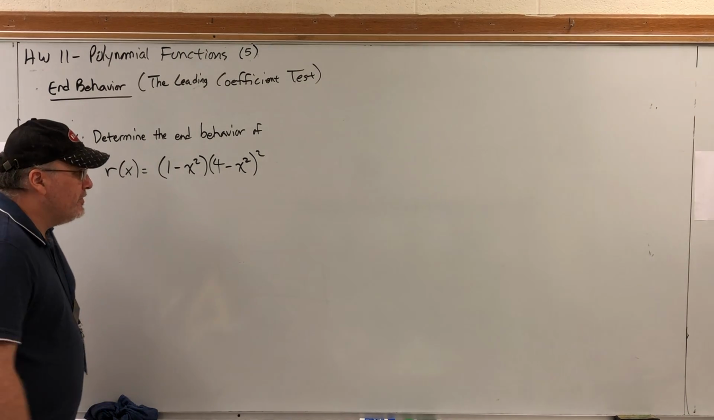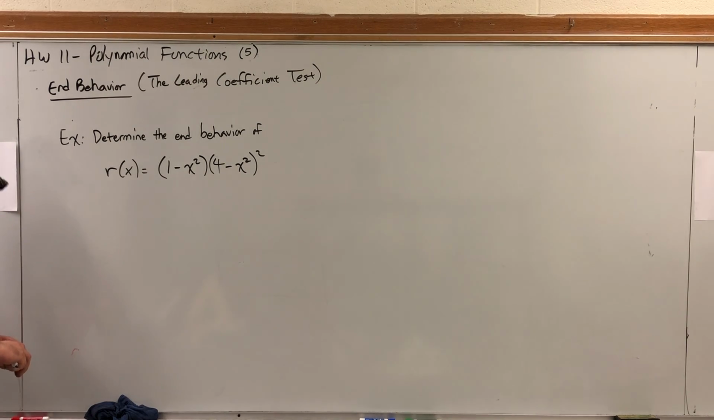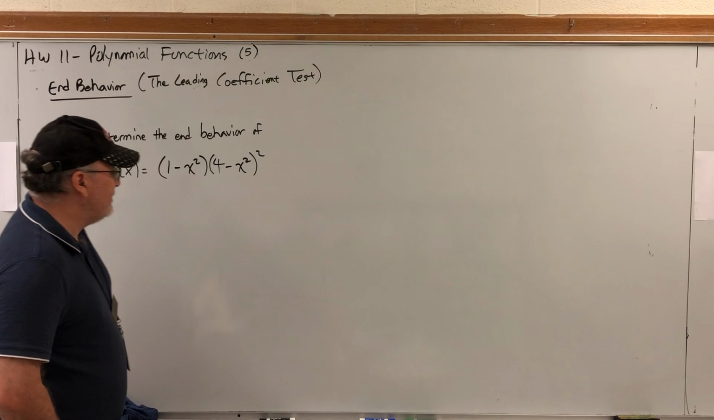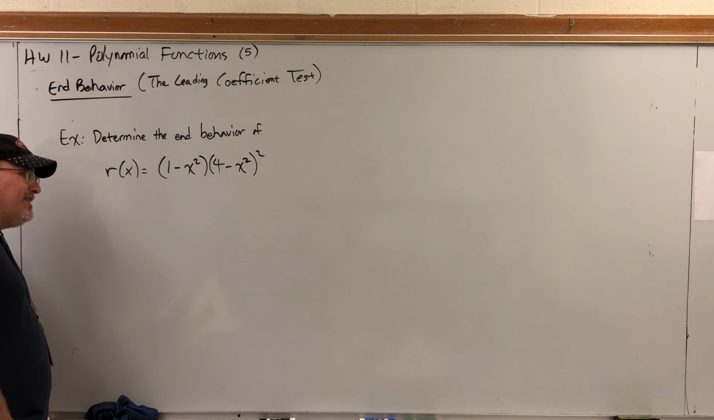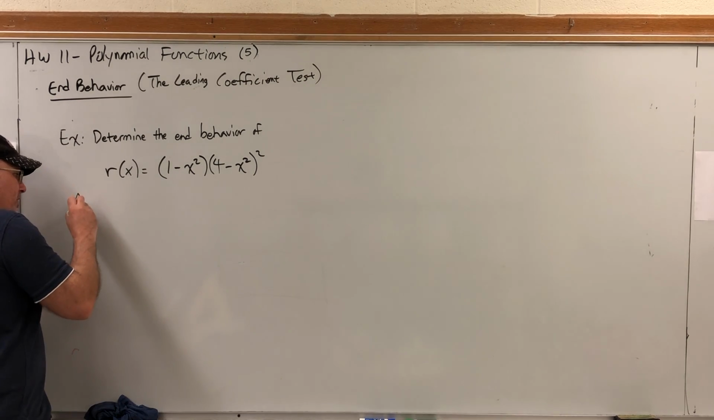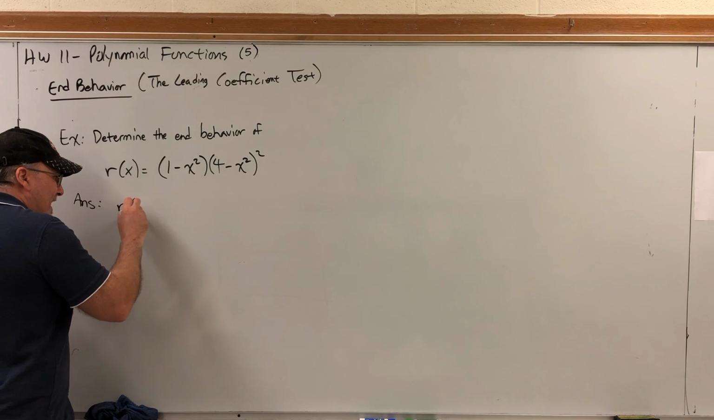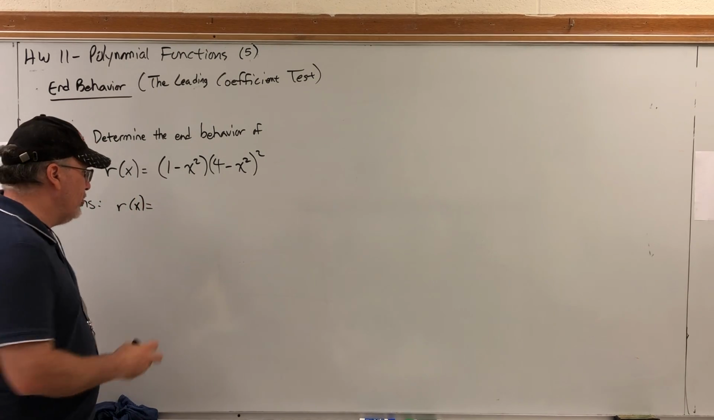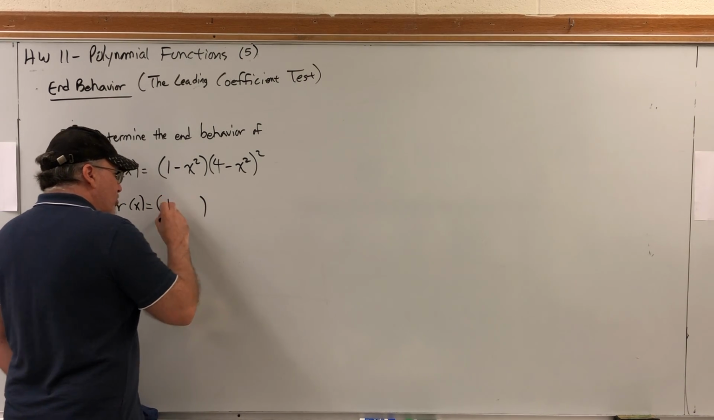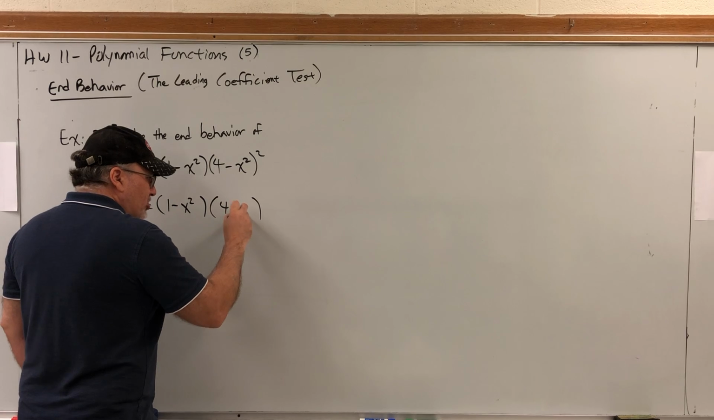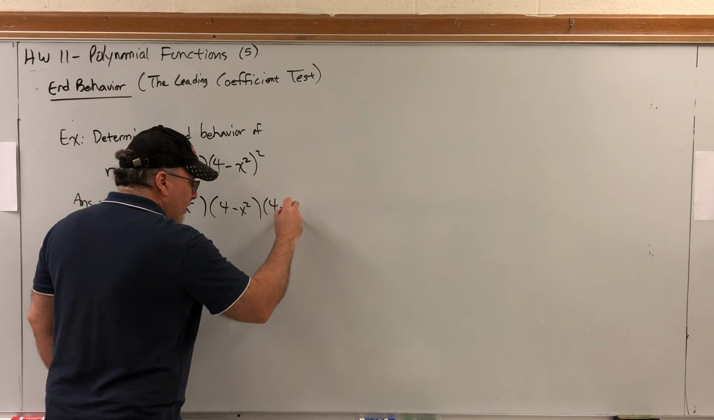All right, if we want to know the end behavior, then we need to know the leading term. So just like before when we were trying to determine the degree and leading coefficient of a polynomial function that was factored, we need to not necessarily multiply it all out, but just find the leading term. And remember, to find the leading term in a polynomial that's already factored, you just have to multiply the leading terms of each factor. So let's write out all the factors, 1 minus x squared, and we will write the 4 minus x squared twice.